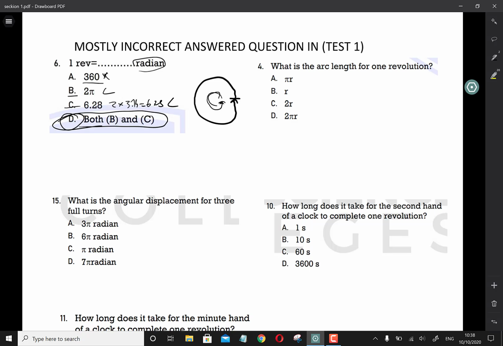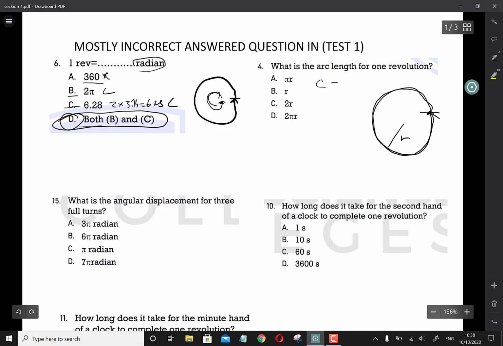Next one is question number 4. What is the arc length for 1 revolution? We know that 1 revolution is the full length of the circle. So the arc length of the circle, which is the circumference, is calculated by 2 pi r. So that's why the arc length for 1 revolution is going to be 2 pi r.